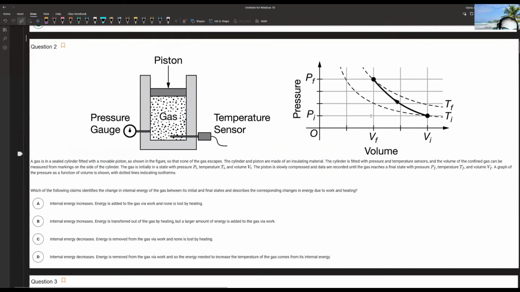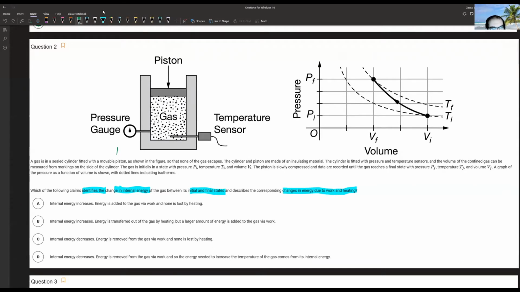So it's the same setup as before, pressure, temperature sensor, there's a plot of the pressure and the volume. And the question reads, which of the following claims identifies the change in internal energy of the gas between its initial and final states and describes the corresponding changes in energy due to work and heating?